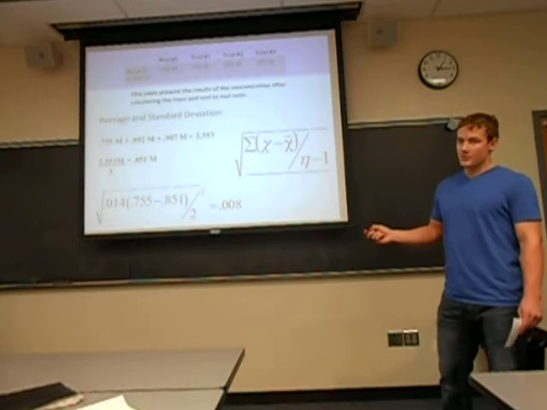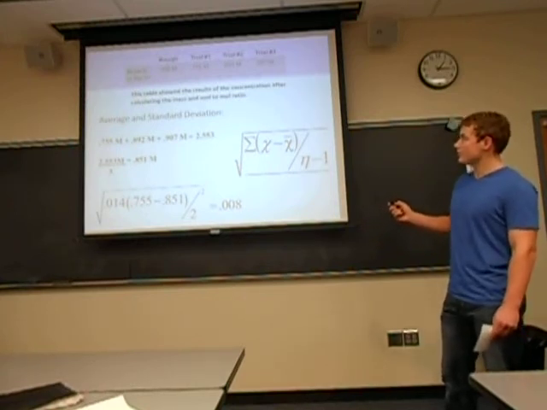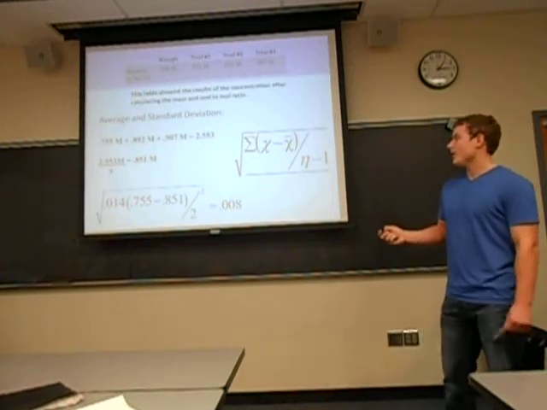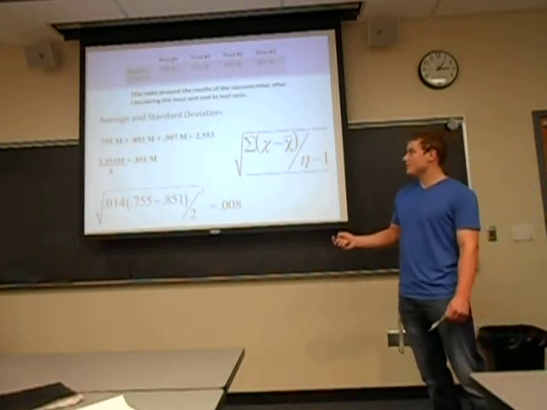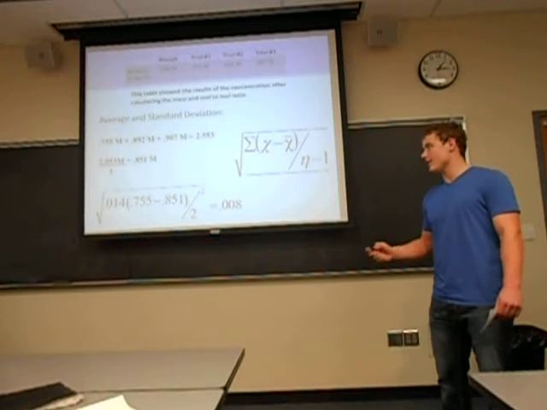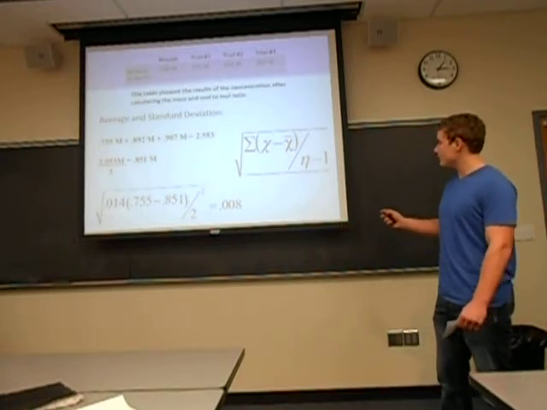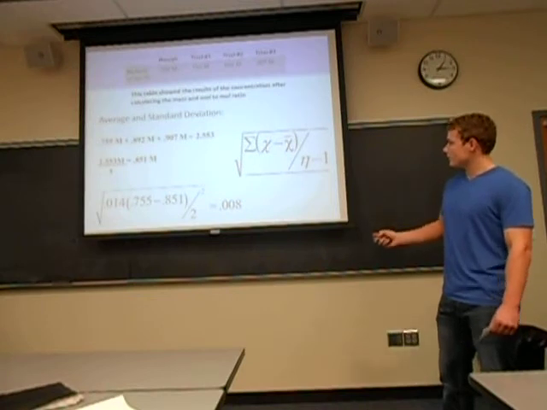Our average was calculated by adding up trials 1, 2, and 3. We didn't count our rough trial because that was just to make sure that everything went well. We found that our average molarity is 0.851, and we plugged our average into the equation to determine our standard deviation, which is 0.008.